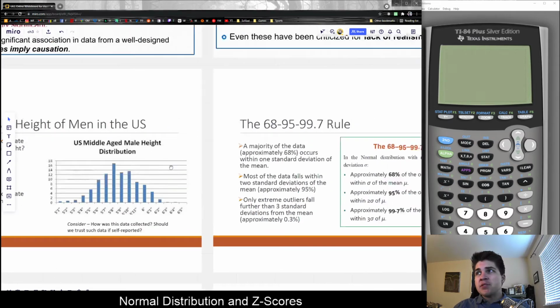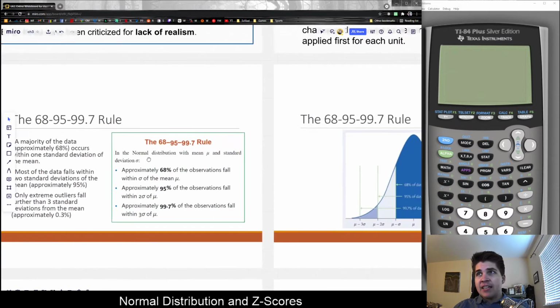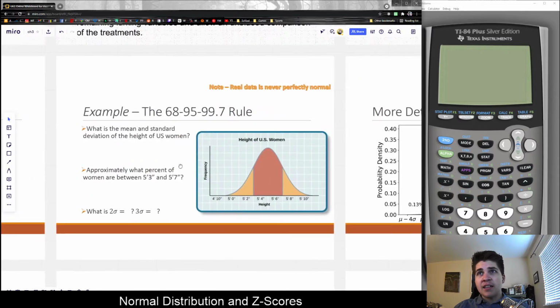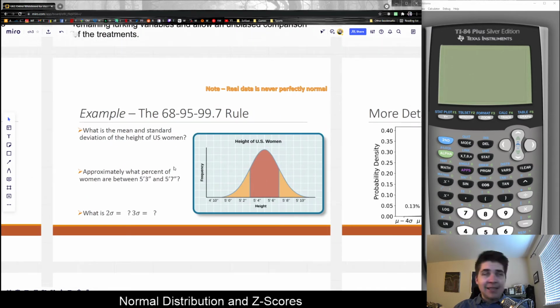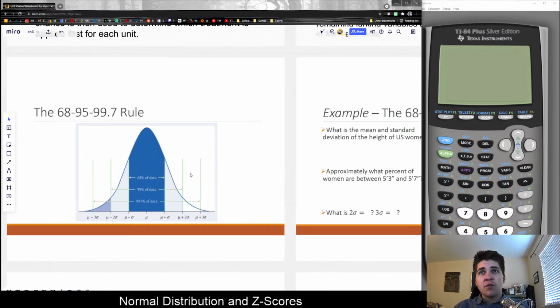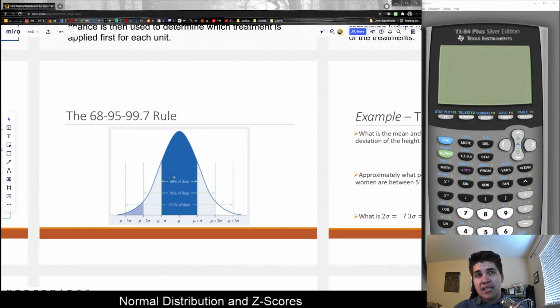We did a couple of examples with the 68, 95, 99.7 rule to figure out things like what percent of women would be between this height and so forth. You can use the standard deviation as a measure of where things are on the curve. The thing to remember is that roughly 2/3 of the data falls within one standard deviation of the mean. Almost all of the data, 19 out of 20, or 95%, falls within 2. And close to 100% falls within 3 standard deviations of the mean.